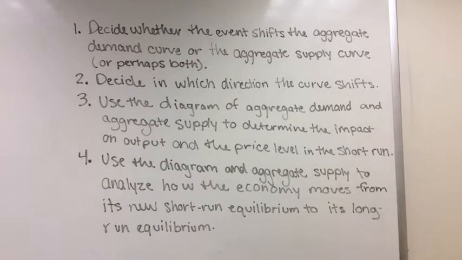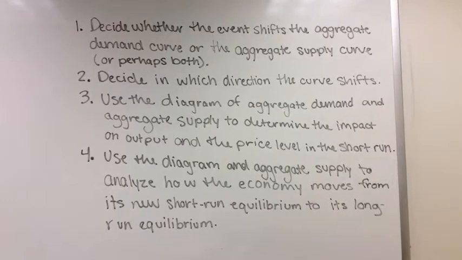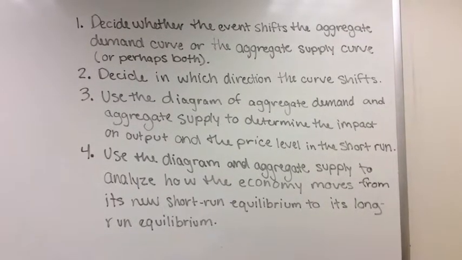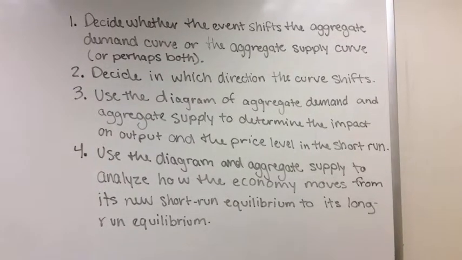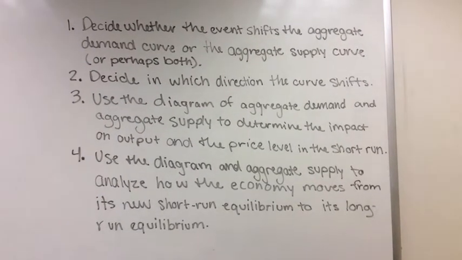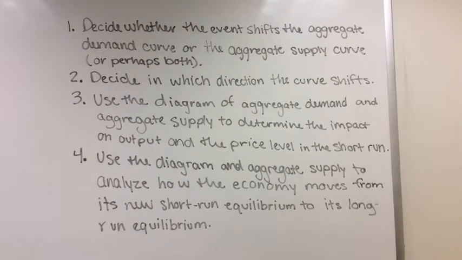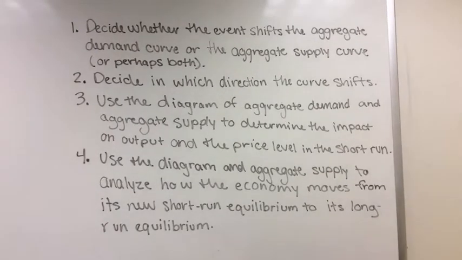Third, use the diagram of aggregate demand and aggregate supply to determine the impact on the output and the price level in the short run, not the long run. Lastly, use the diagram to analyze how the economy moves from its new short-run equilibrium to its long-run equilibrium. Let's look at an example.